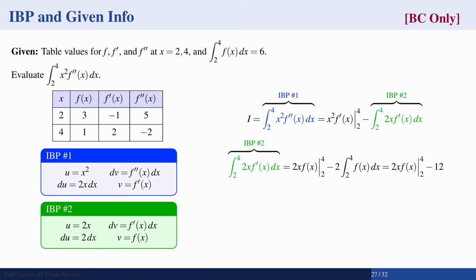Now what we want to do is combine those. I didn't do the best work on this. From that first line up there, we have x squared f prime of x from 2 to 4, minus the thing we just got. So it's minus, and then our 2x f of x from 2 to 4, minus negative 12, so plus 12. I don't know, this is not the best work that I've done in this video.